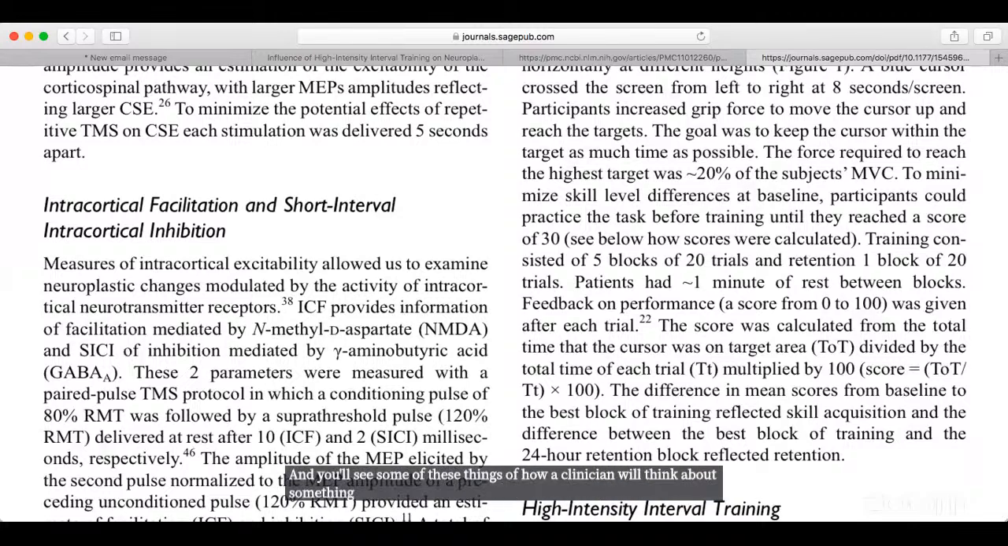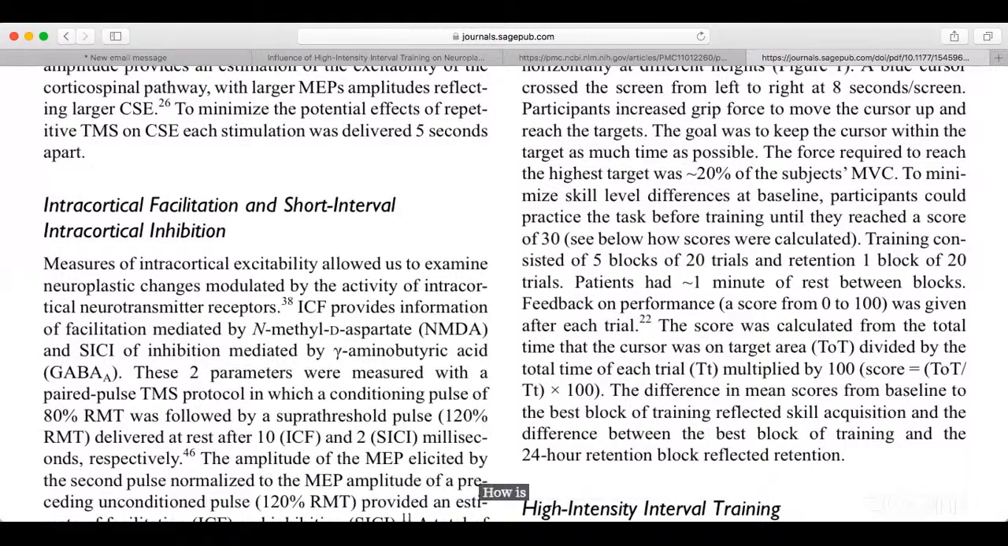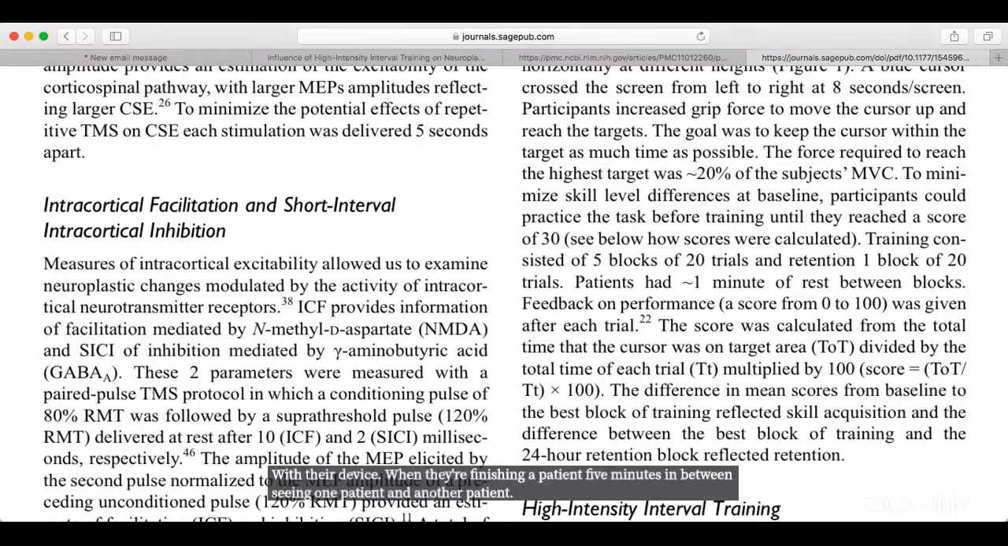And you'll see how a clinician will think about something. Now, I see what medical doctors do a lot. Before computers, you would see them with their books. They finish seeing a patient, they will open the compendium of medical whatever. They will be reviewing, what did I do last? Should I have done it better? Now, some of them are with their device. Five minutes in between seeing one patient and another, they are trying to get information about how best to manage the case they just managed a few minutes ago.